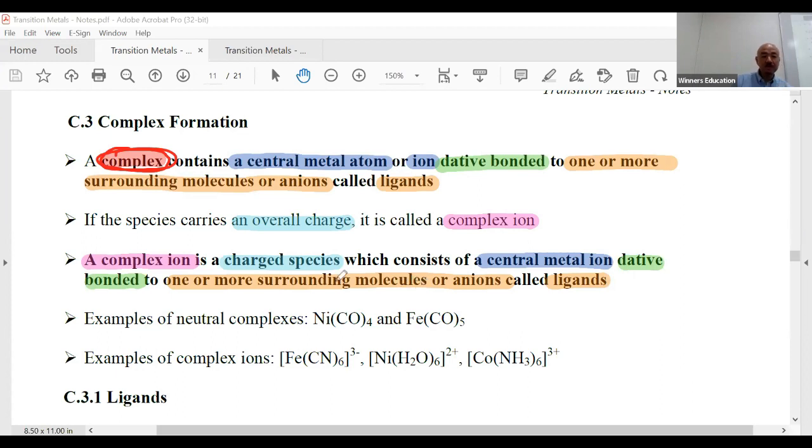So, for example, these are the complexes that are being formed. This is a neutral complex because it has no charge. But the ones below over here are also known as complexes, but they are known as complex ions. Obviously, they are ions, so we call them complex ions. But because they have that dative bond between the ligands and the central metal atom or ion, it's known as a complex.